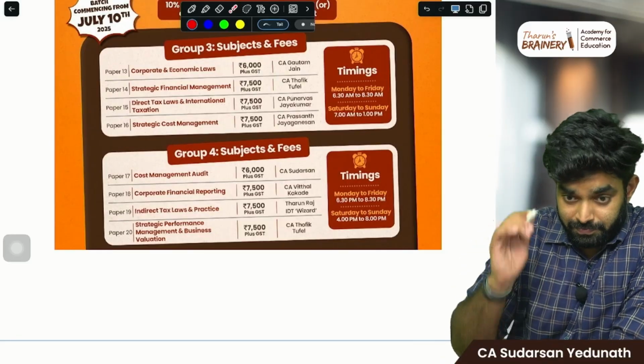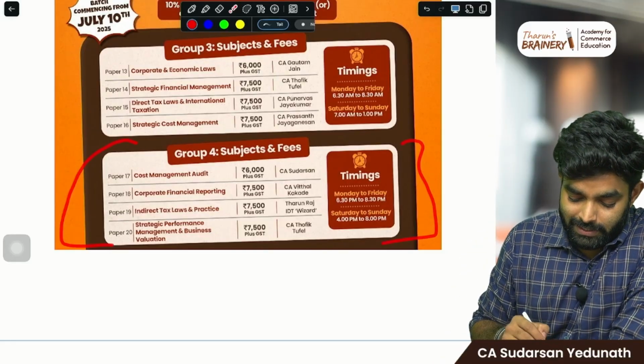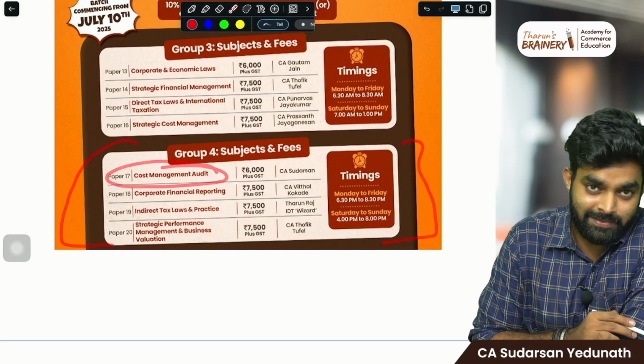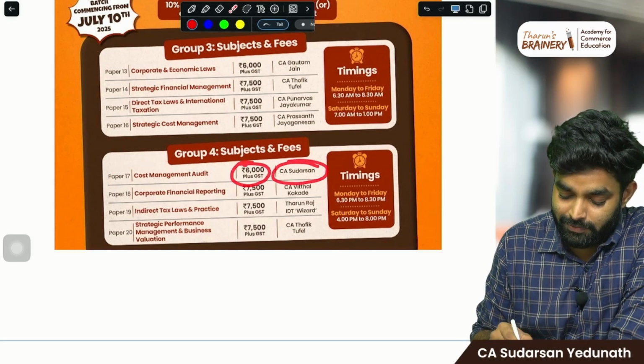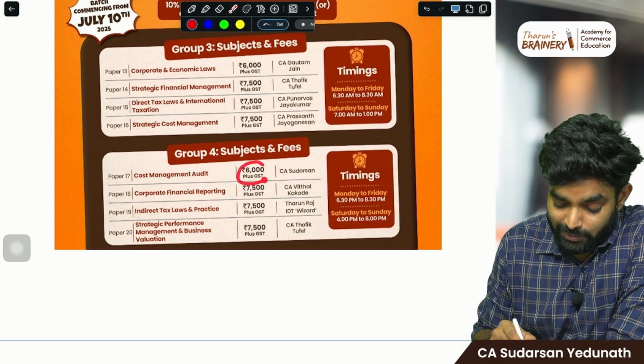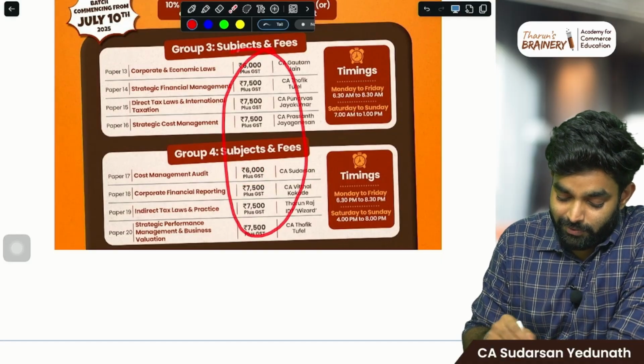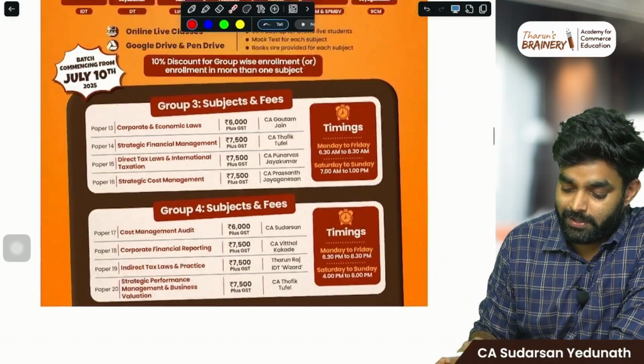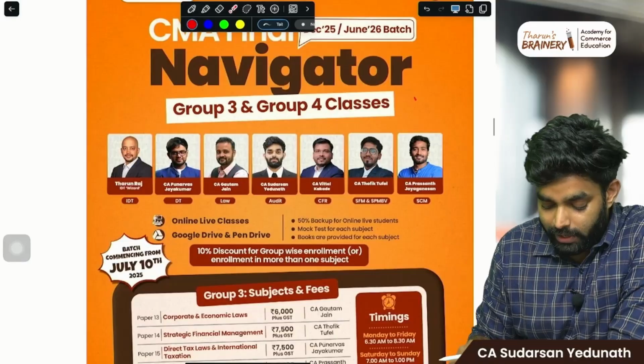So that's one more area that comes in: cost management audit. I'll be teaching you, and this is the fee structure for auditing. Plus GST is also there. Understand this: for all the subjects, this is what the fee structure is. I hope you got that.